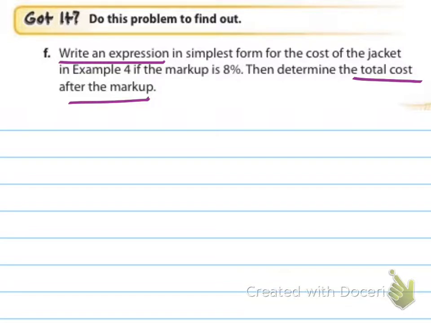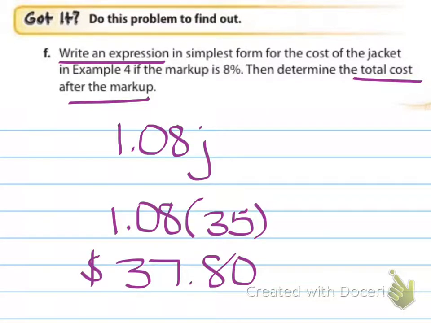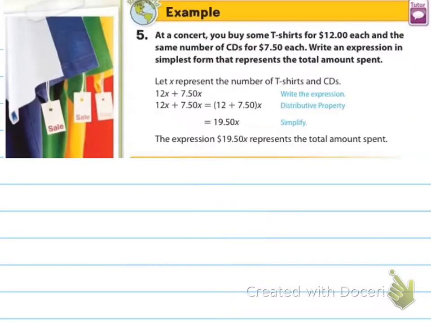Pause the video now. All right, so the expression would be 1.08 times J, because again it's a markup, so I'm increasing it the 100% of the cost plus 8% of the cost, so it's 108%, which is written as 1.08. And then it's going to be times the original cost of the jacket. The original cost of the jacket was $35, so I'm going to do 1.08 times 35, and it ends up being $37.80. Make sure you don't give it to me as 37.8, because that is not how we write money. So we need to write it as $37.80.